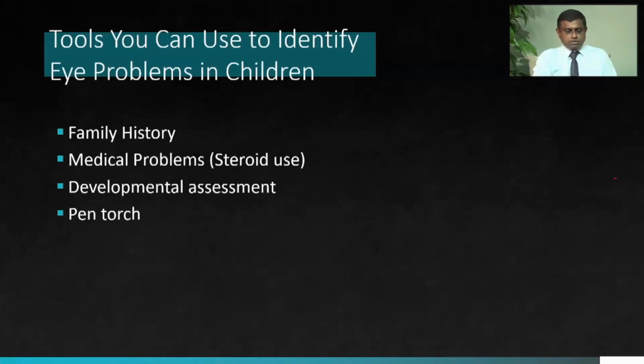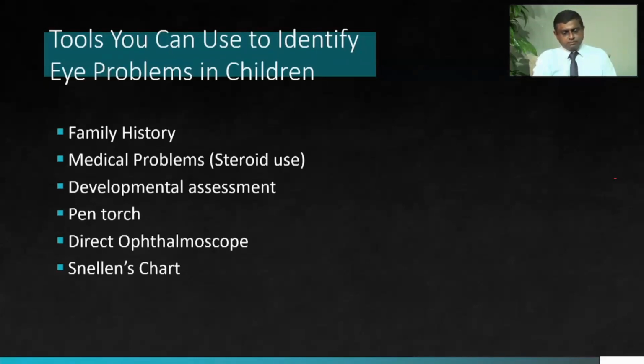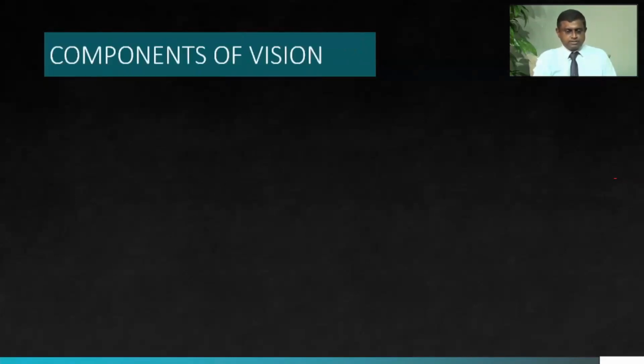So you need a pen torch to assess basically, but with a pen torch you can't do everything. And you need to develop a bit of skill with the direct ophthalmoscope to diagnose or to screen eye problems in children. It's handy if you can have a Snellen chart, but it's not always possible in a practice.